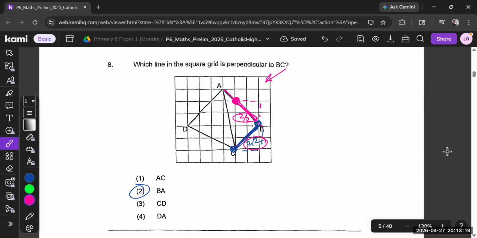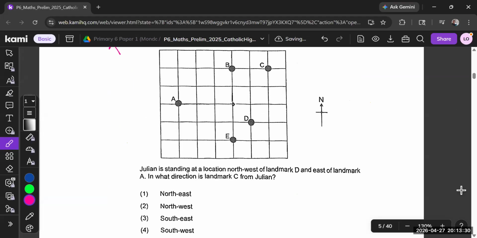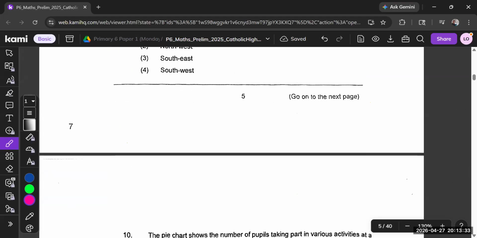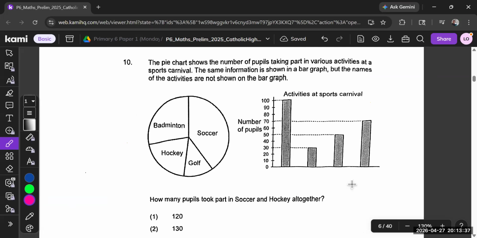And any question? Okay. Let me check. Okay, let's go on. So that's number 2. Number 9, we're going to skip that because compass is not tested. So let's go to question number 10. Okay, question number 10, the answer will be number 3.